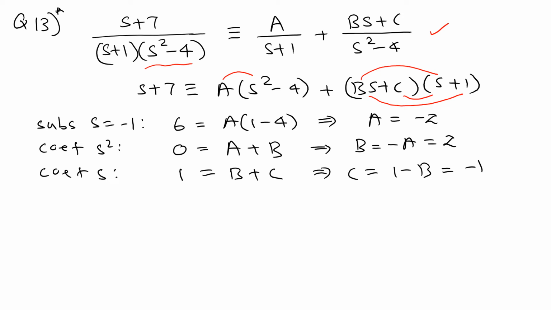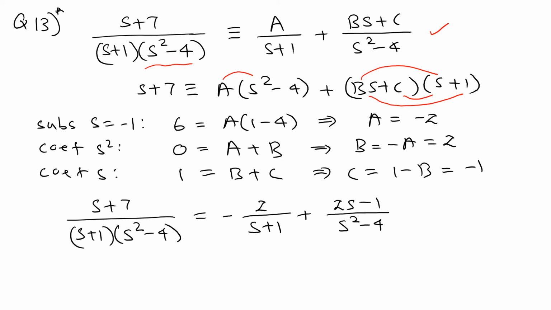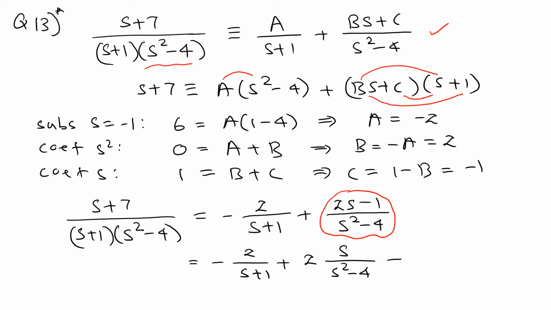So we can write it like this now, after you plug in the values. When we do the inverse Laplace transform, we can split this term and write it like this: 2 over s plus 1, then you pull the 2 out and write s over s squared minus 4, then you pull the minus 1 out and write 1 over s squared minus 4. You can see that it's very easy to find the inverse now, term by term.